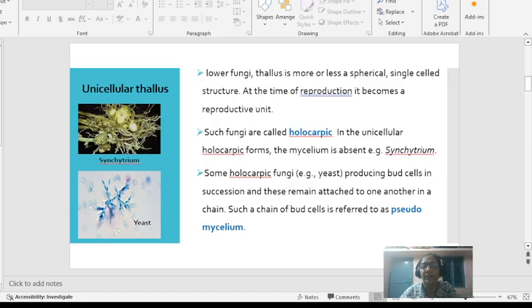In lower fungi, the thallus is more or less a single cell structure, and at the time of reproduction it becomes the reproductive unit. Such fungi are called holocarpic. In unicellular holocarpic forms, the mycelium is absent, syncytium. In some holocarpic fungi, bud cells are produced in succession, and these remain attached to one another in a chain, and such a chain of buds is called the pseudomycelium.